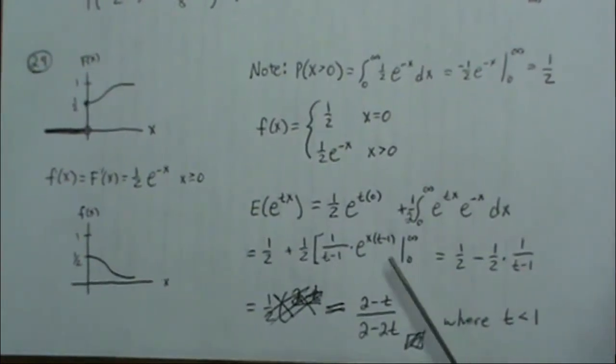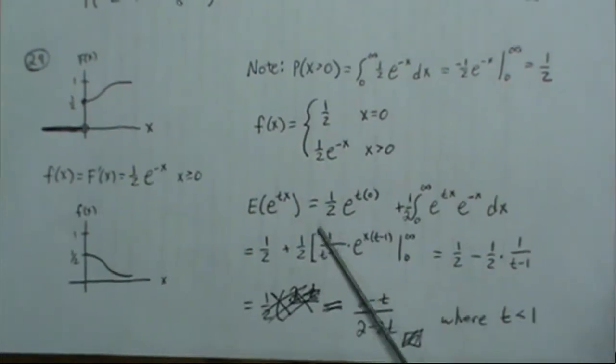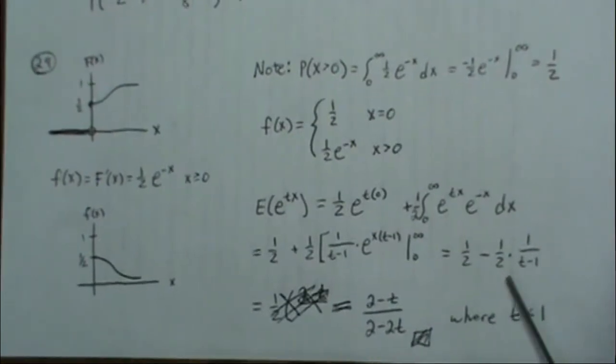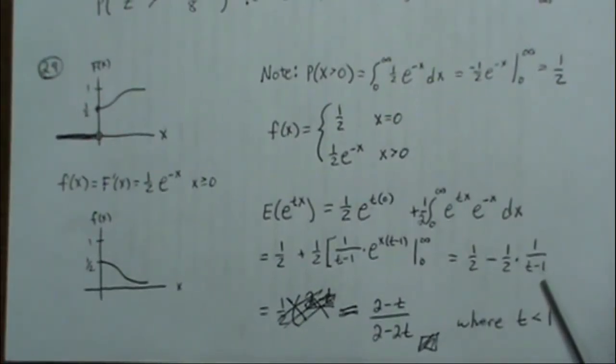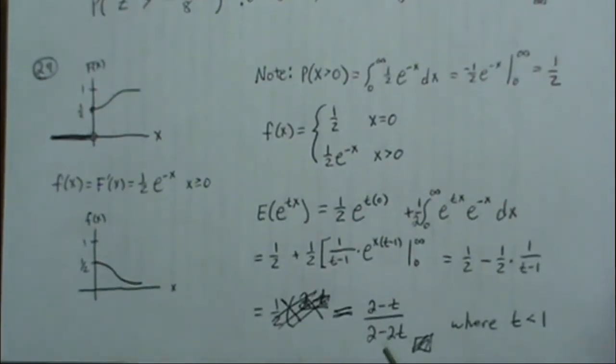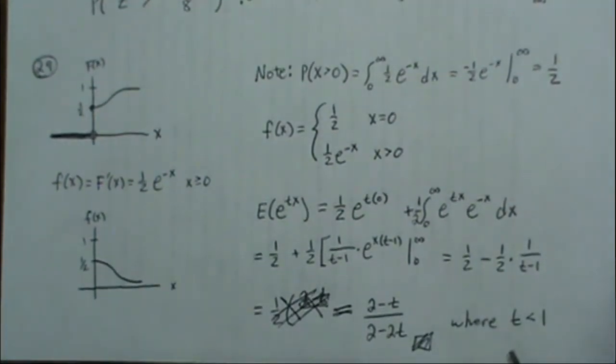So then when you plug in 0, you just get this piece here, because that's 1. So you get 1/2 minus 1/2 times 1 over t to the minus 1/2. And then that can be reduced or combined to this. And again, this is where t is less than 1.